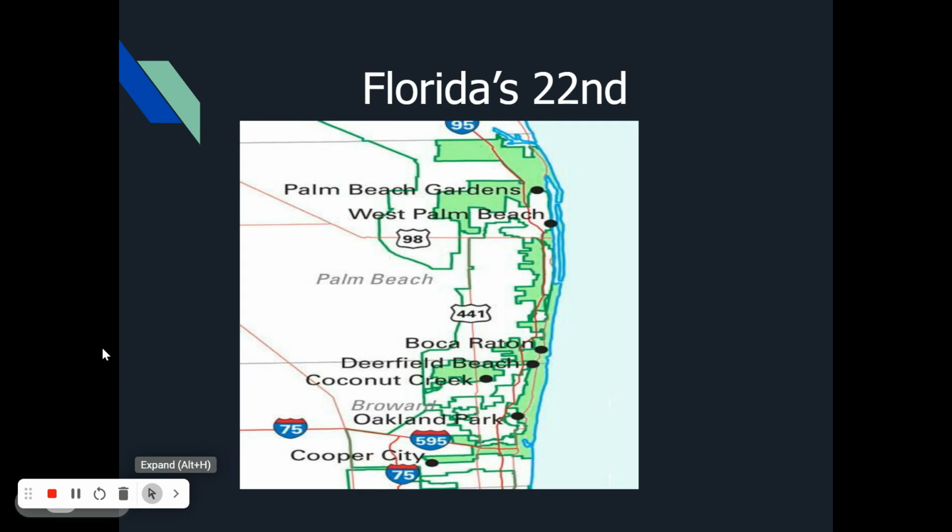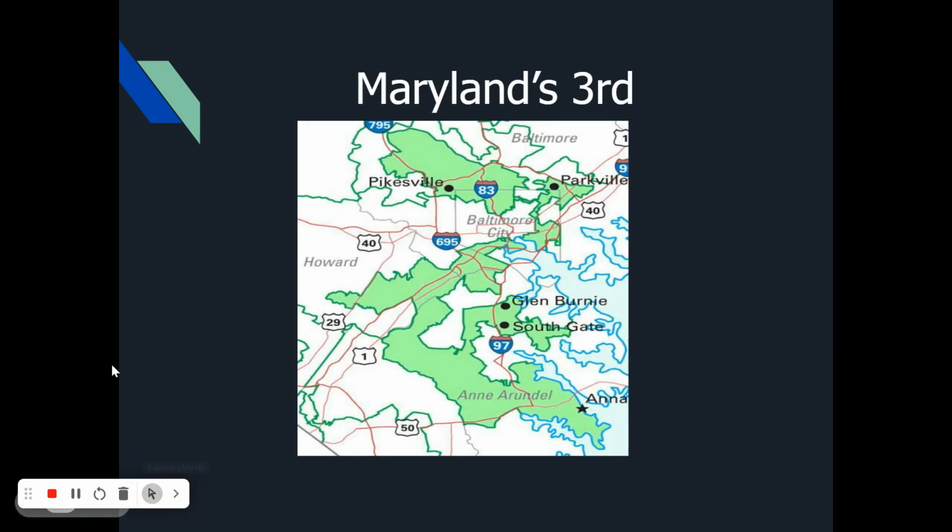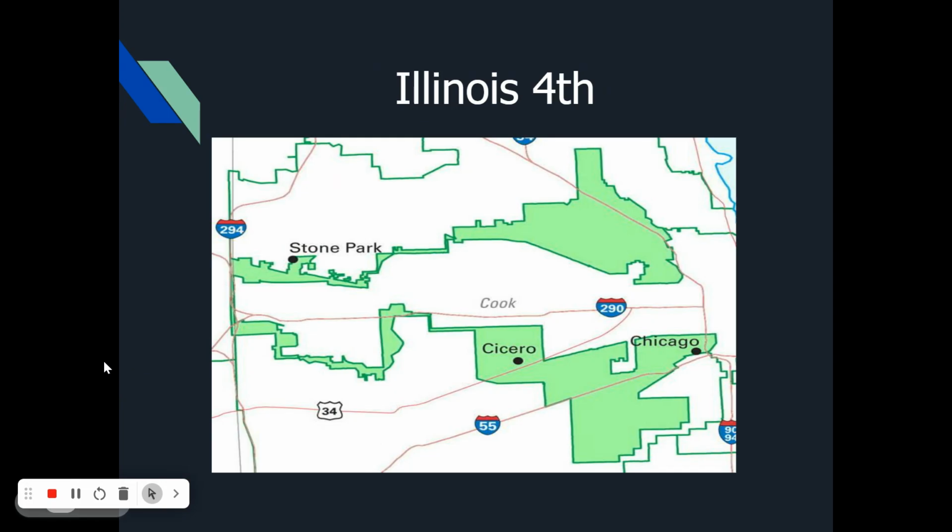So this used to be Florida's 22nd district, whatever shape that is, pretty crazily drawn. The green is all one district. That's Maryland's old 3rd district. Again, pretty crazy shape. And this is one of the most gerrymandered districts ever. This is the Illinois 4th district, which is literally held together by a highway median that runs down a major highway outside of Chicago called I-294.